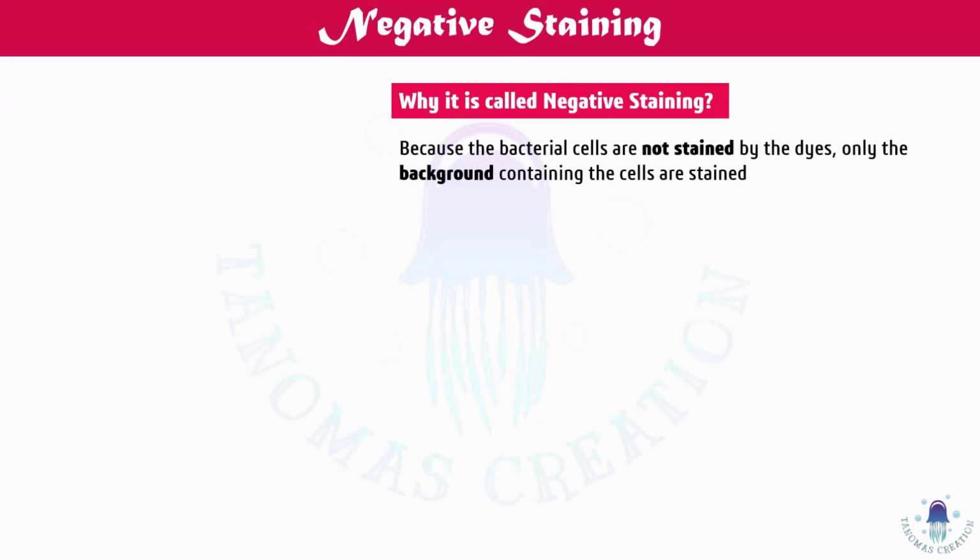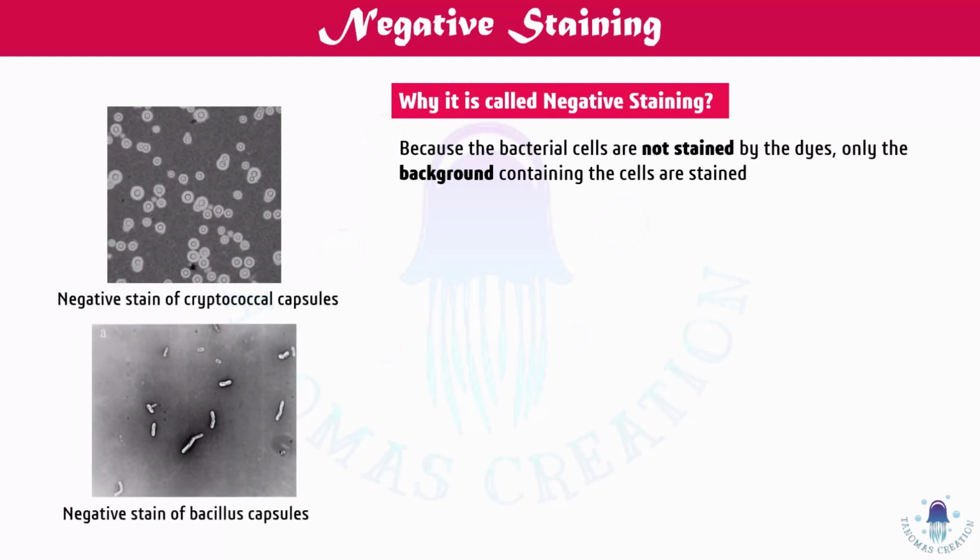Now, why is this staining method actually called negative staining? Because the bacterial cells are not stained by the dyes, only the background containing the cells is stained. That is why it is called negative staining. In this picture, we can see negative staining of the cryptococcal capsules. These are coccus in shape. The bacteria and capsules have not taken up the stain. Only the background has taken up the stain. That is why it is called negative staining.